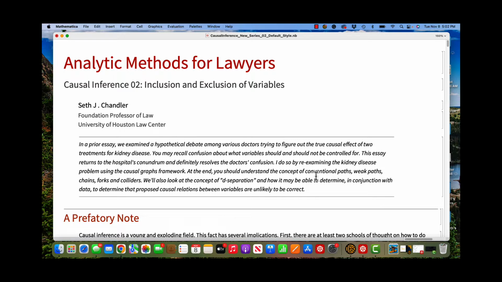We're going to be looking at things like weak paths, chains, forks, colliders. At the end, we're going to spend a little bit of time on the concept of d-separation and show how it can be used to examine whether a proposed causal graph could possibly be correct.